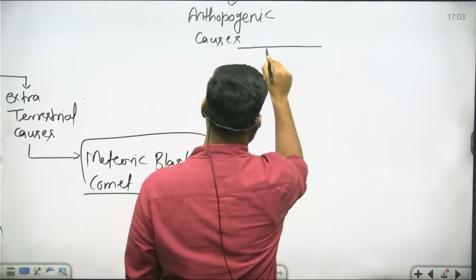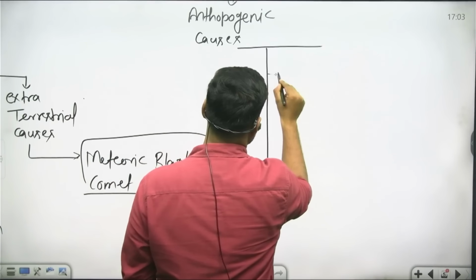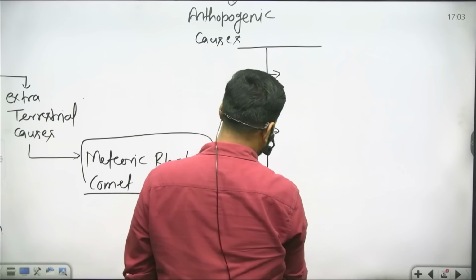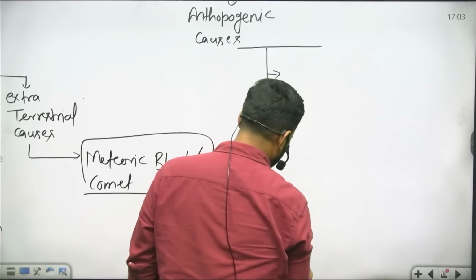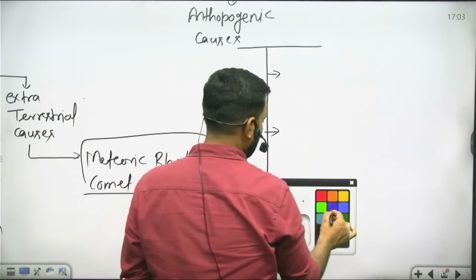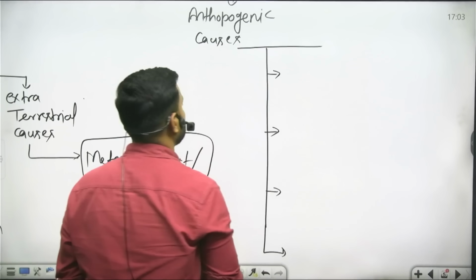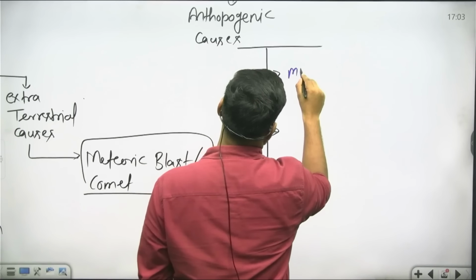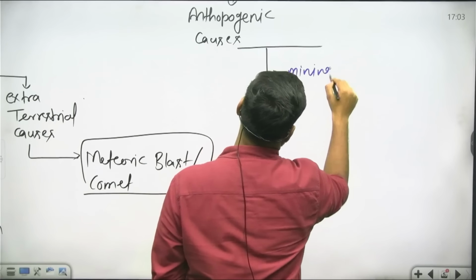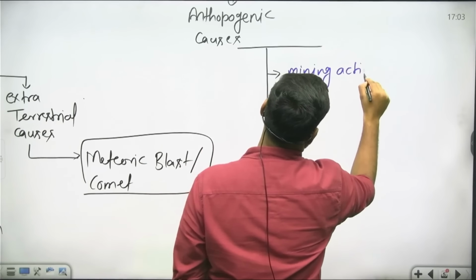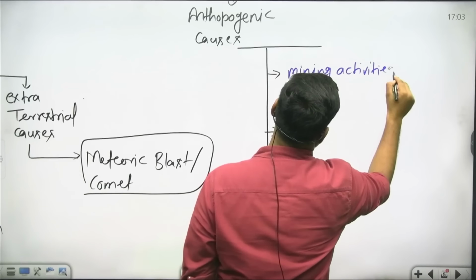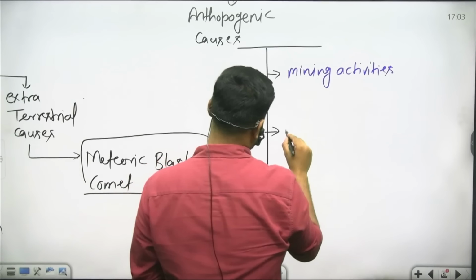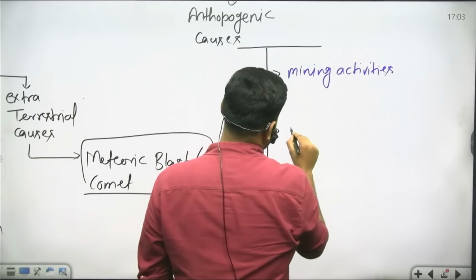Anthropogenic causes have so many causes, and recently anthropogenic activities or human activities are a significant cause of earthquakes. The first one is mining activities. The second one is injection methods.